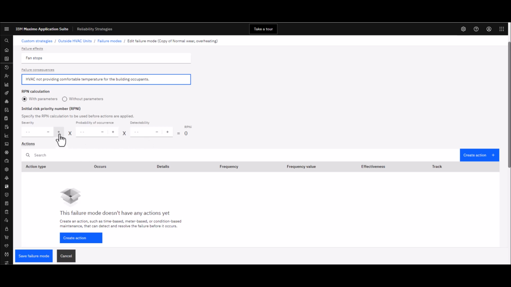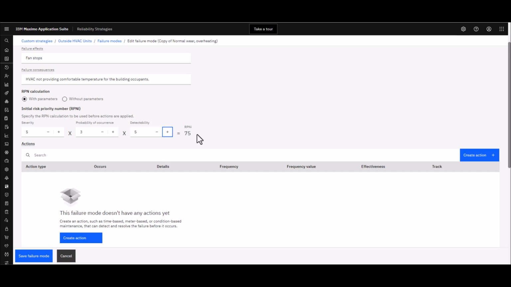So just for example purposes here, I'm going to make this severity a 5, and I'm going to make the probability a 3. Again, this is just my starting point, and the detectability is going to be a little difficult. And so that gives me an initial RPN of 75.